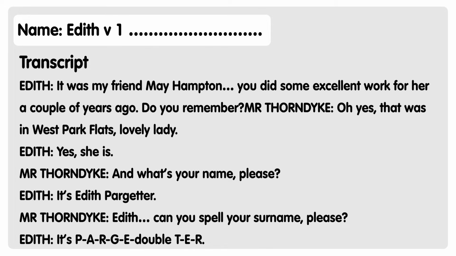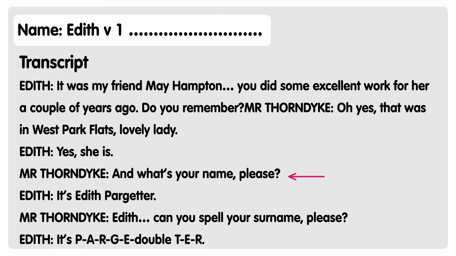Now let's take a look at the transcript here for number 1, and let's see what tricks are used here. Okay, so this is the transcript. Edith starts: It was my friend May Hampton. You did some excellent work for her a couple of years ago. Do you remember? So for number 1, we should write Edith's last name. Okay. Oh yes, that was in West Park Flats. Lovely lady. Yes, she is. And what's your name, please?